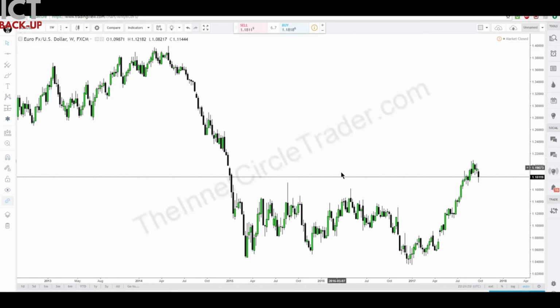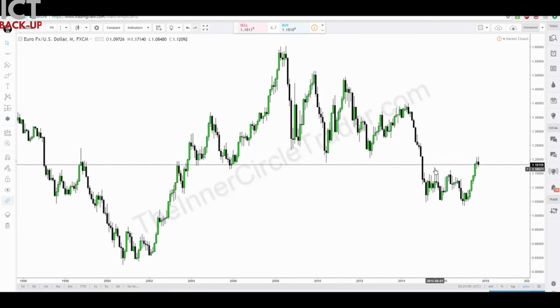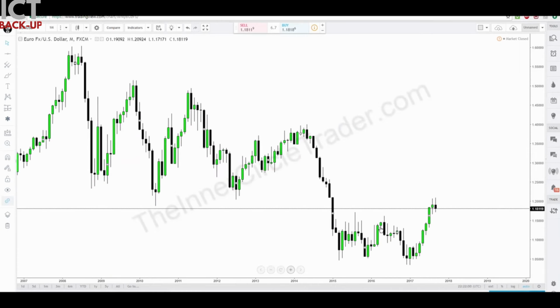So I want to draw your attention to price on the euro dollar. This is a weekly time frame, and price in recent weeks has pushed above these old highs over here. So if we did this on a monthly scale, just for completeness' sake, you can see this high here. Let me zoom in a little bit. So we have this high here, and this high comes in at 117.14 for this particular month.